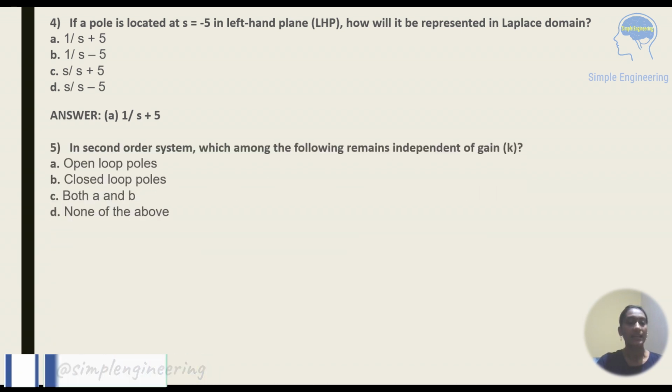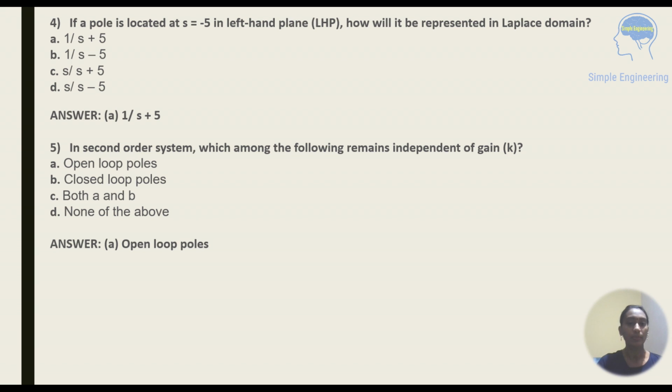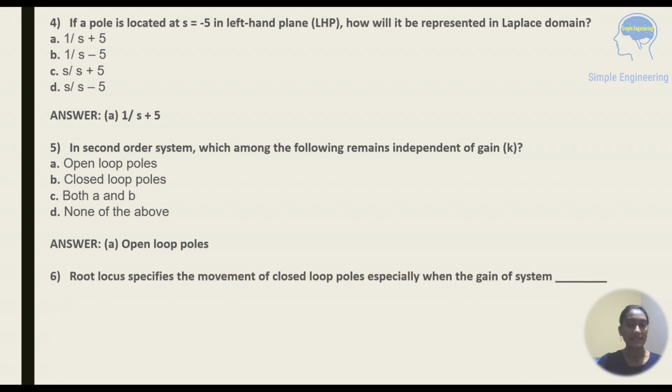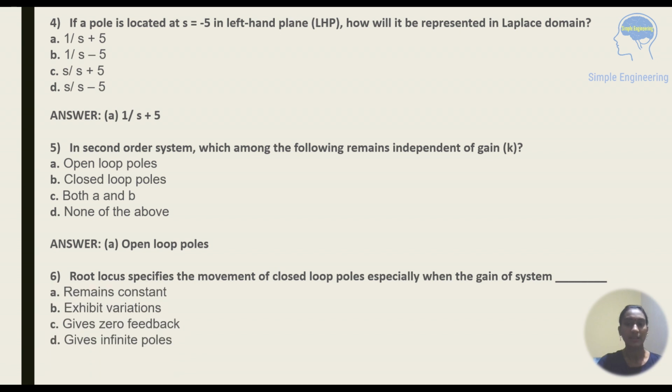Then fifth question is, in a second order system, which among the following remains independent of the gain, that is K? Options are given as open loop poles, closed loop poles, both A and B and none of the above. The answer is open loop poles. Sixth question, root locus specifies the movement of closed loop poles especially when the gain of the system is dash. It remains constant, exhibits variations, gives zero feedback, gives infinite poles. And the answer is exhibits variations.